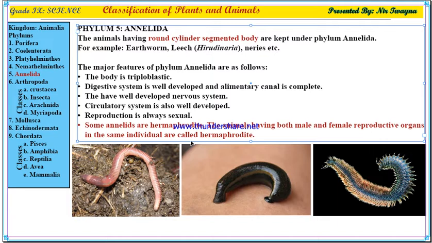Okay, in other animals, an individual is either male or female. But in case of earthworm, the same individual is male and the same one is female.